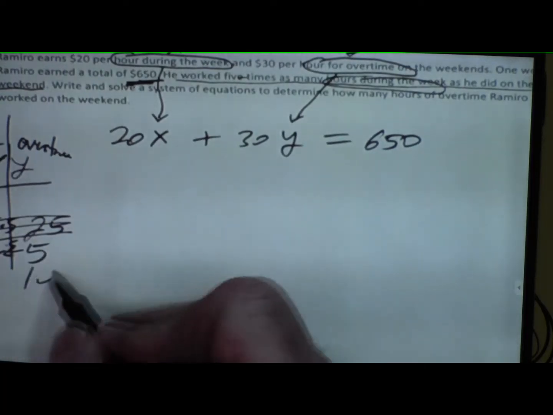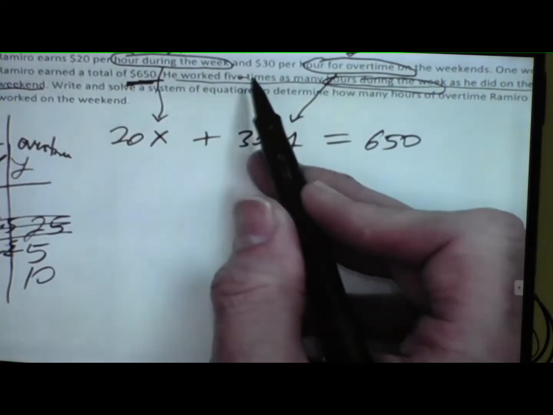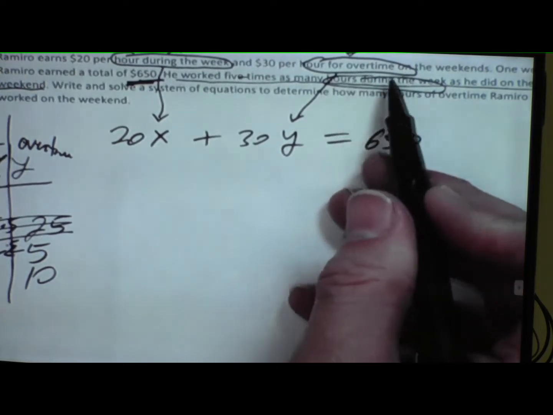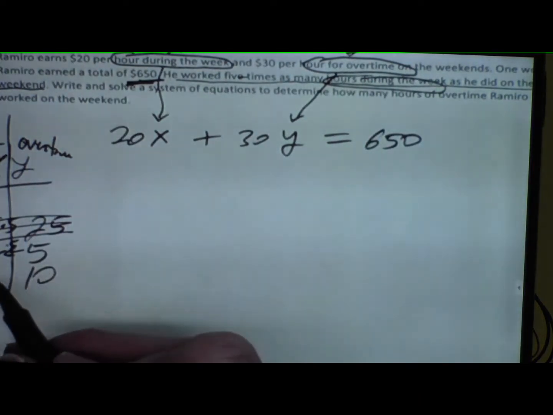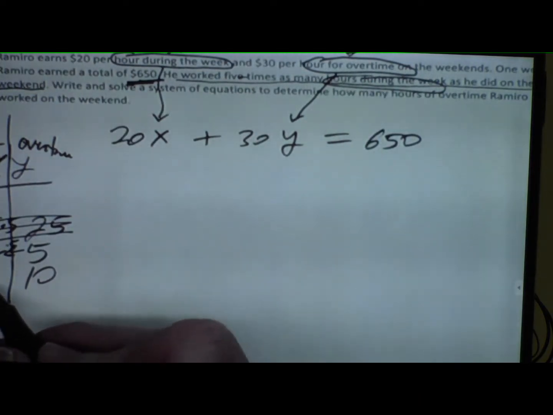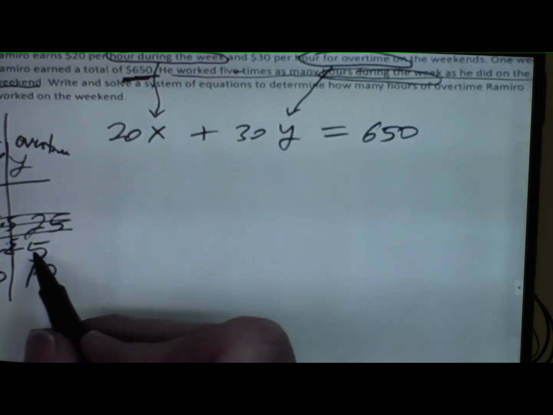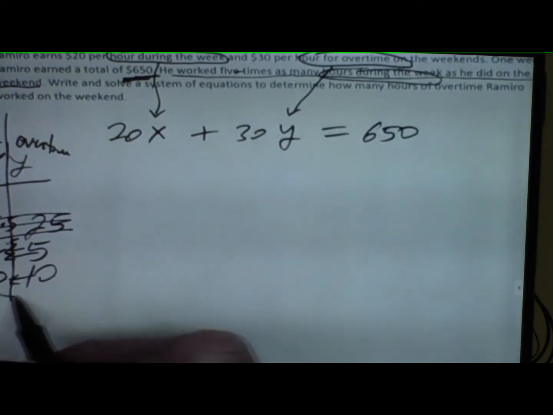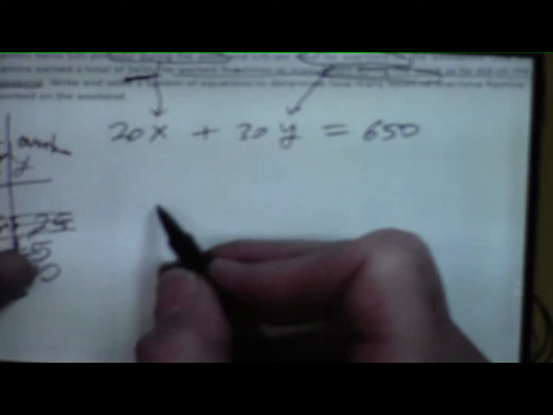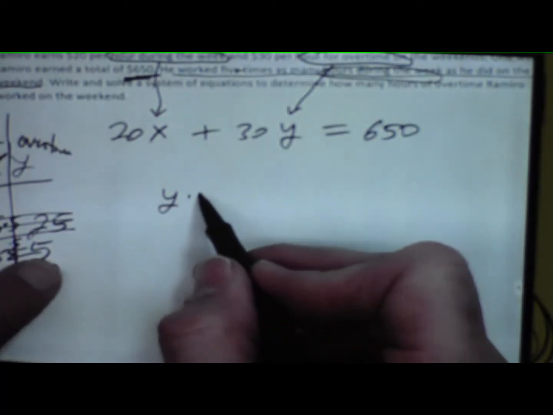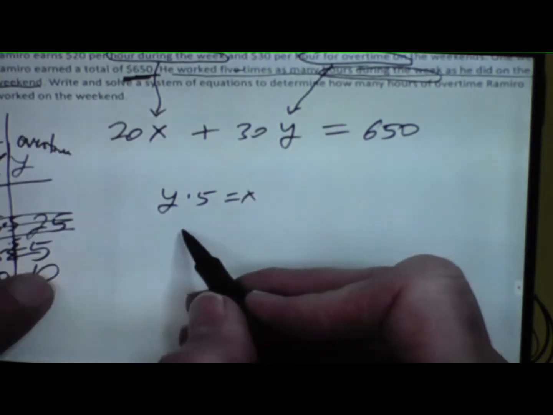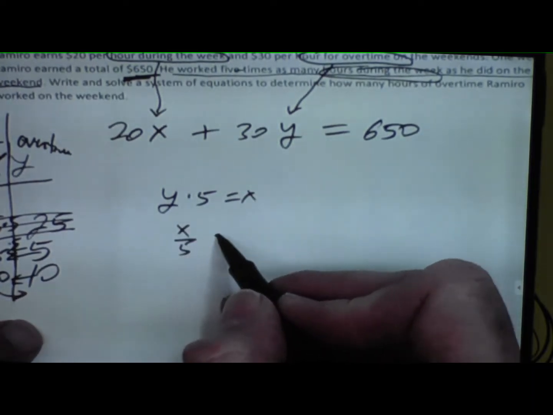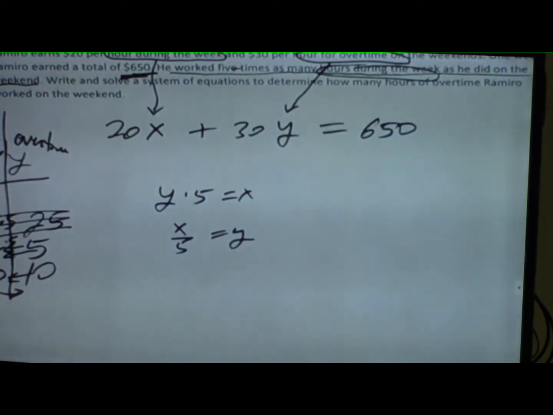Or if it was 10 hours of overtime, well, it's 5 times as many hours during the week as the overtime, so it's 5 times this number, so it would be 50. So that means it's this one times 5, or I could do this one divided by 5. So I could do the y times 5 is equal to x, or I can do the x divided by 5 is equal to y.